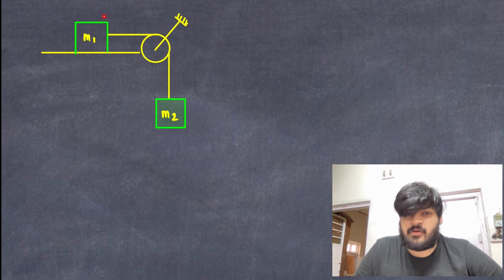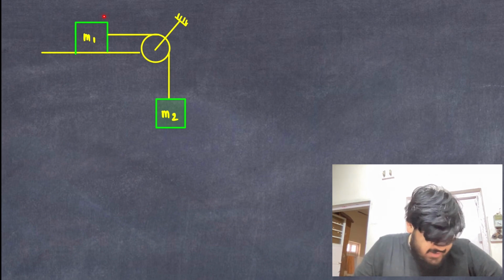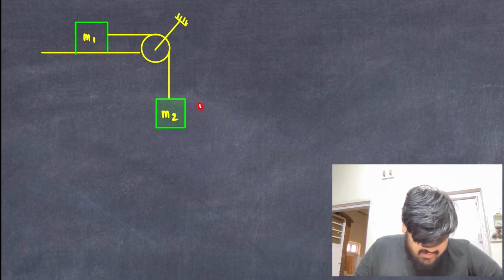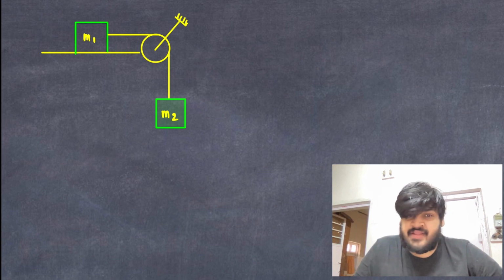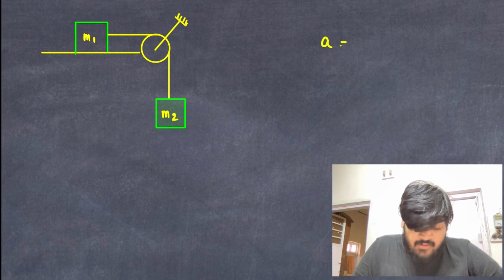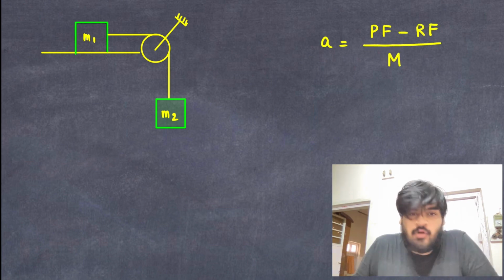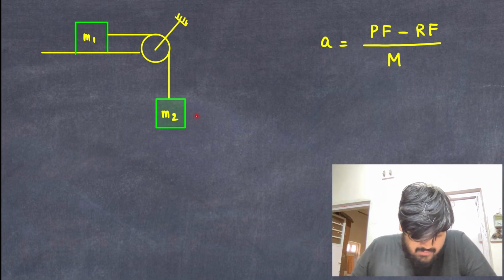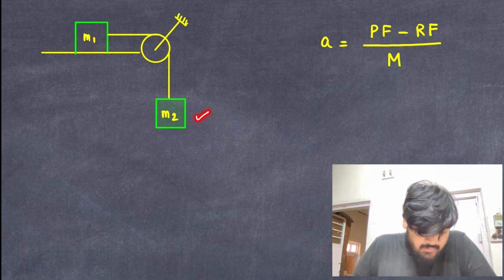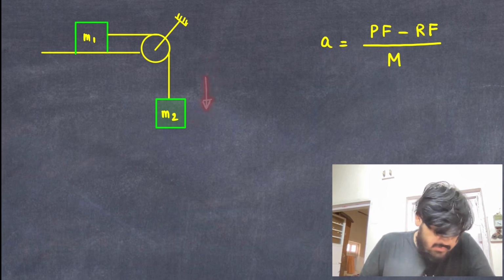So this is a very important question, so please see this mindfully. Okay, so over here there is the block of mass m1 which is placed on a horizontal ground which is connected to a block of mass m2. So over here we need to find the acceleration. Acceleration is nothing but your total pulling force minus the total resisting force divided by your total mass, capital M. As this block of mass m2 is kept hanging vertically, it will move in this direction. So m2 will move in this direction, m1 will move in this direction.